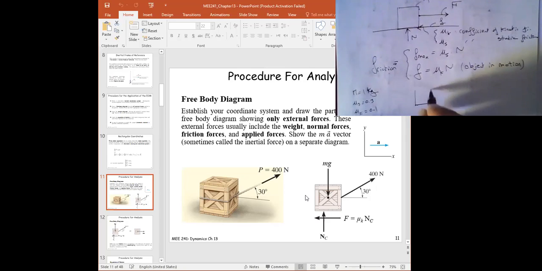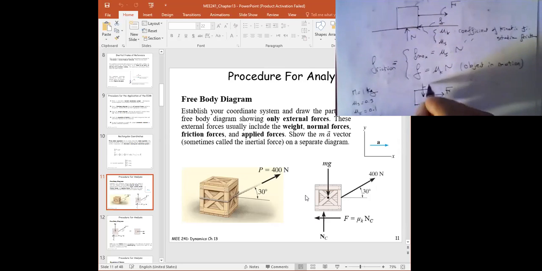So in this figure, we're going to put the forces, right? What are the forces? We're going to have F, the normal force N, the friction, and the weight of the mass, mg. Okay, so I have mg.